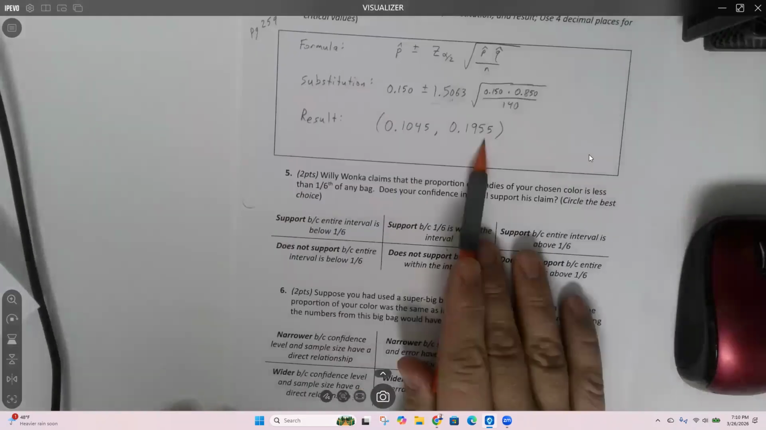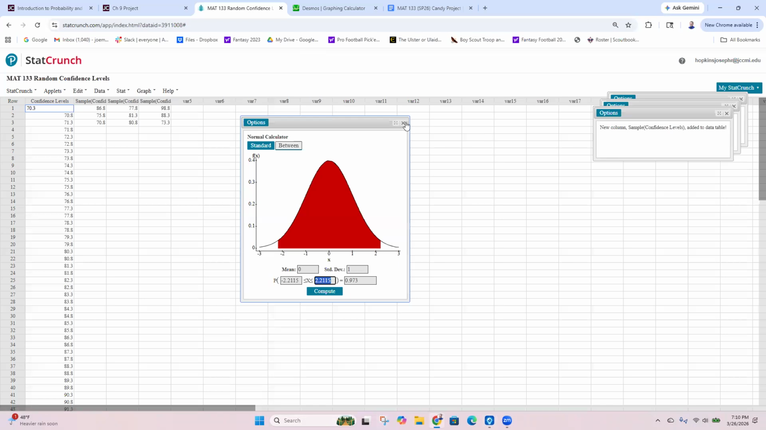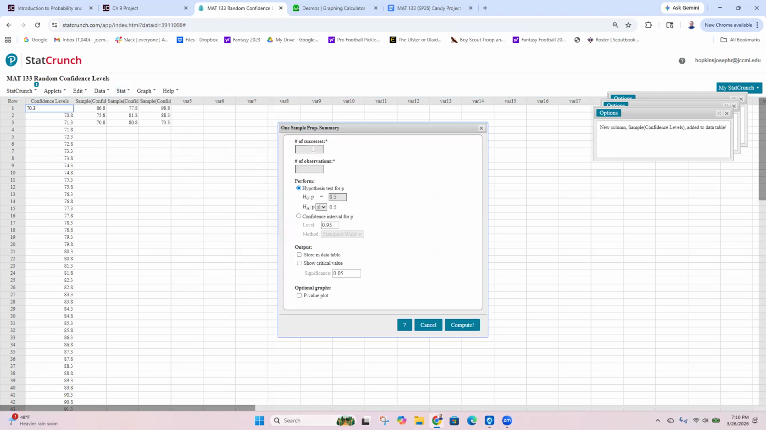I've already got the answer here, but I'm going to do it again and see what I would have gotten with that. I'm going to close this. Stat, Proportion Stats, One Sample with Summary. Number of successes is your X. In my case, I had 21 blues. Number of observations is your sample size. I had 140. We're going to do hypothesis testing in chapter 10. I don't want to do that right now.